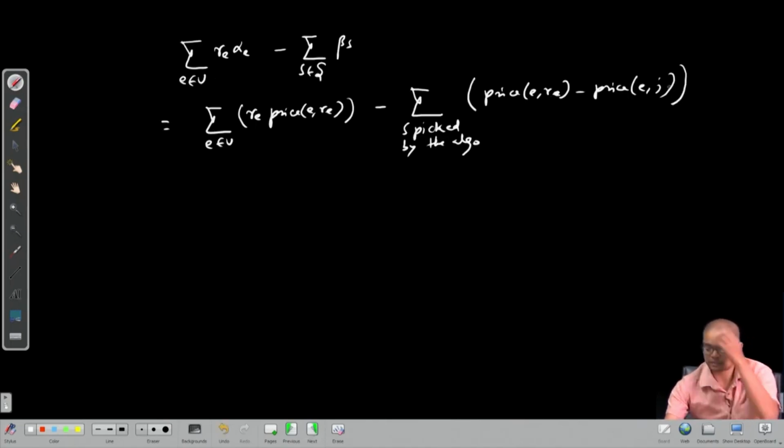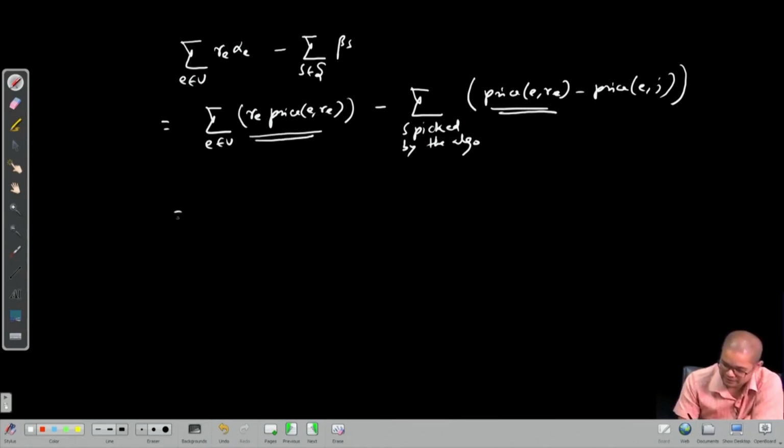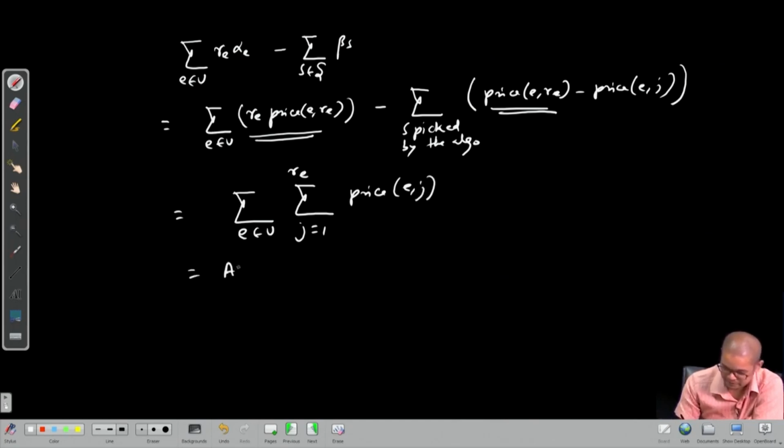Now, because this is a valid solution, there are r_e many sets which pick e, and hence the term price of (e, r_e) gets cancelled with this, and what we have is the sum over e in U, sum over j equal to 1 to r_e of price of (e, j). This is nothing but ALG.